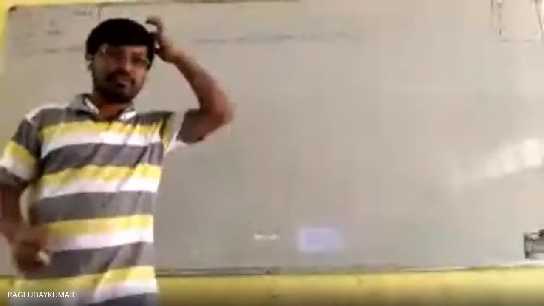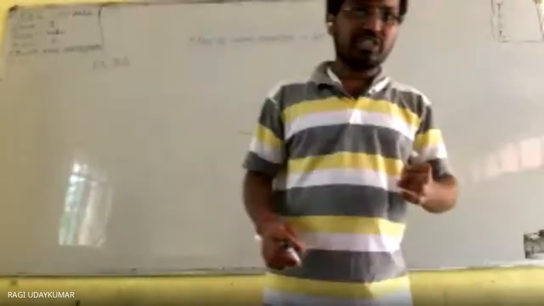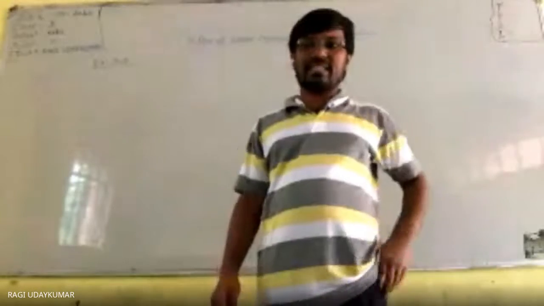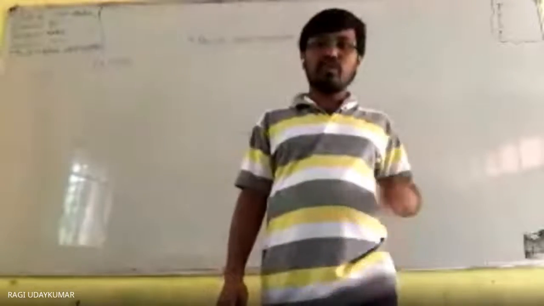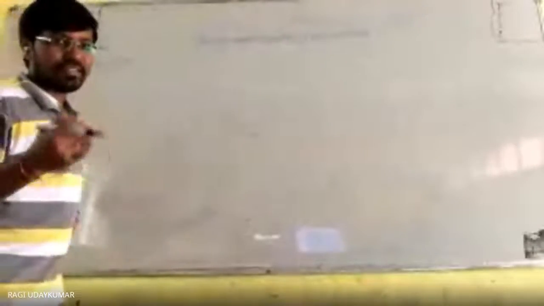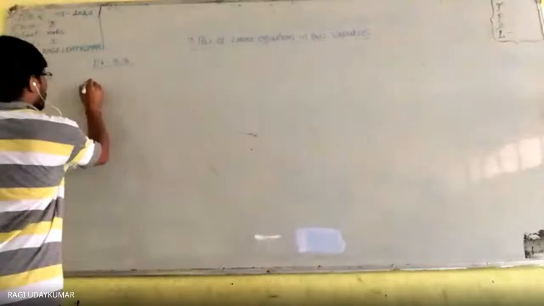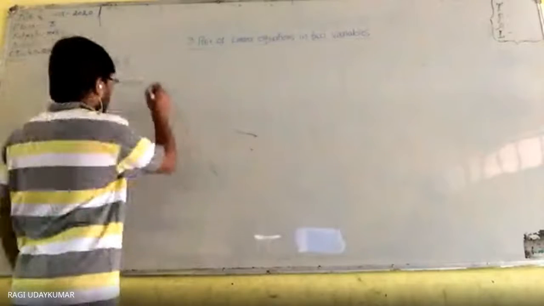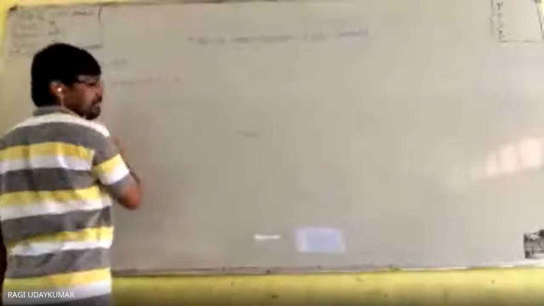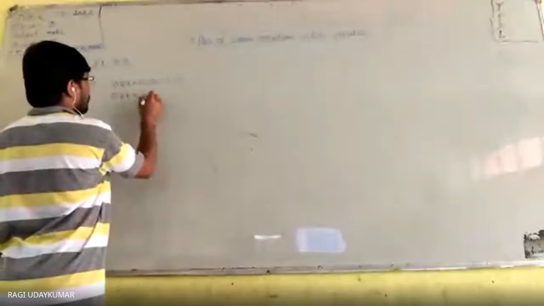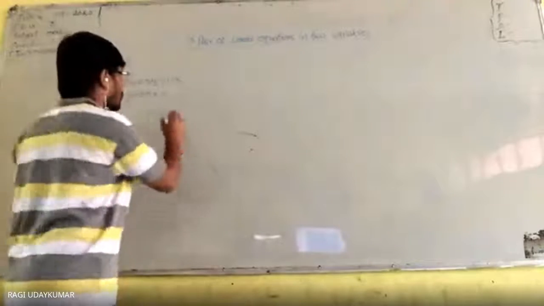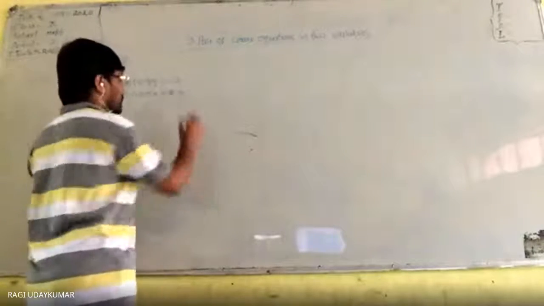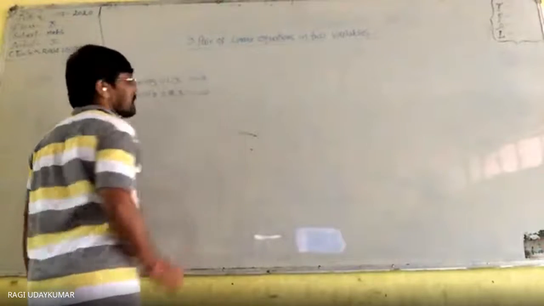Now the next question, the fourth question, says 0.2, 0.3 like that. If decimals are given, you had better change them into integral coefficients, because otherwise there will be confusion. I'm not going to give the complete solution to you. 0.2x plus 0.3y is equal to 1.3. The second equation is 0.4x plus 0.5y is equal to 2.3.